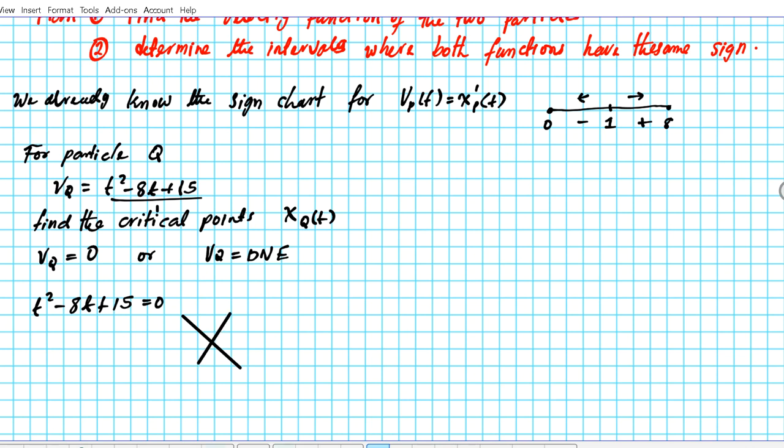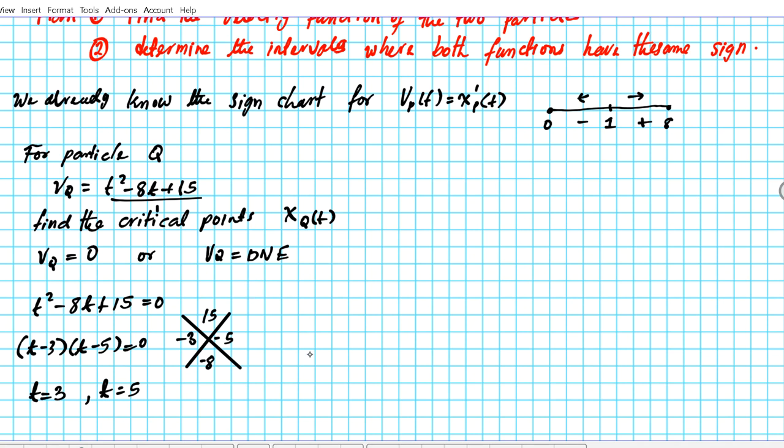So what do we have? AC goes on top. AC is 15, and B goes on the bottom, negative 8. 3 times 5 works here. Fix the sign, they're both negatives to get negative 8. There you go. Okay, since A is equal to 1, we don't have to group. We just go right to the factored state, which is t minus 3 times t minus 5 equals 0. Solve that using the zero product property. You have t equals 3 and t equals 5 as the critical values for where v of q is equal to 0.